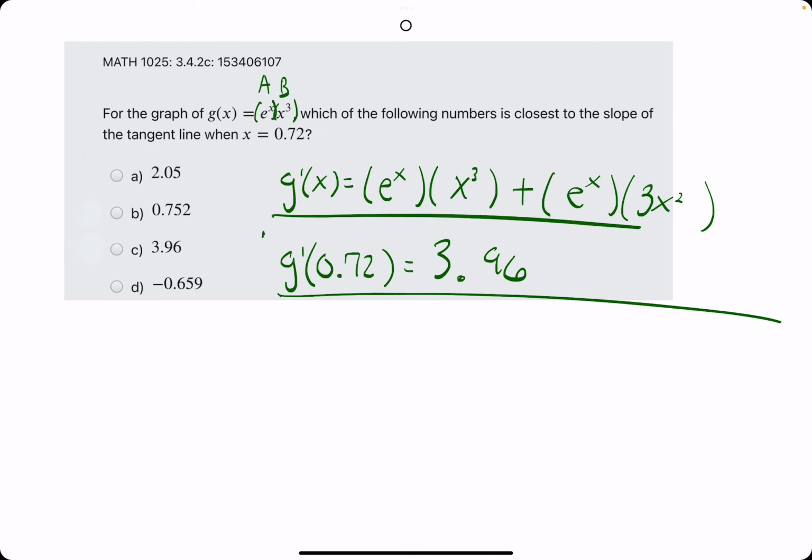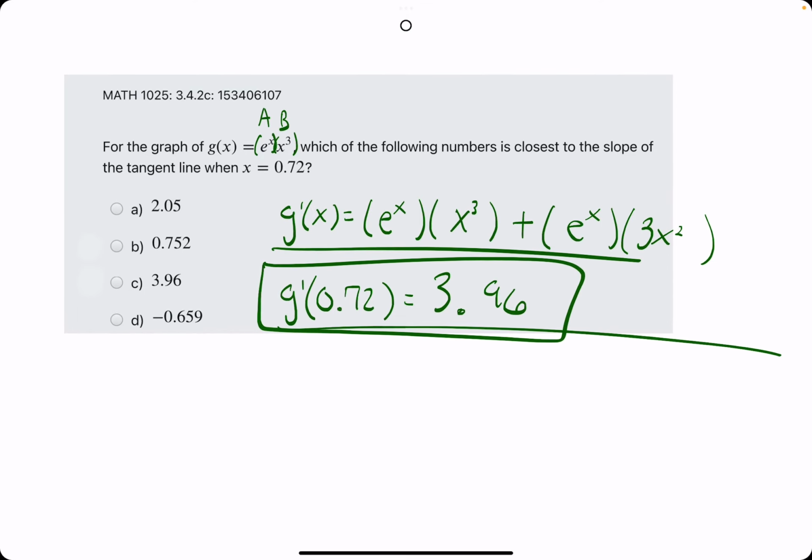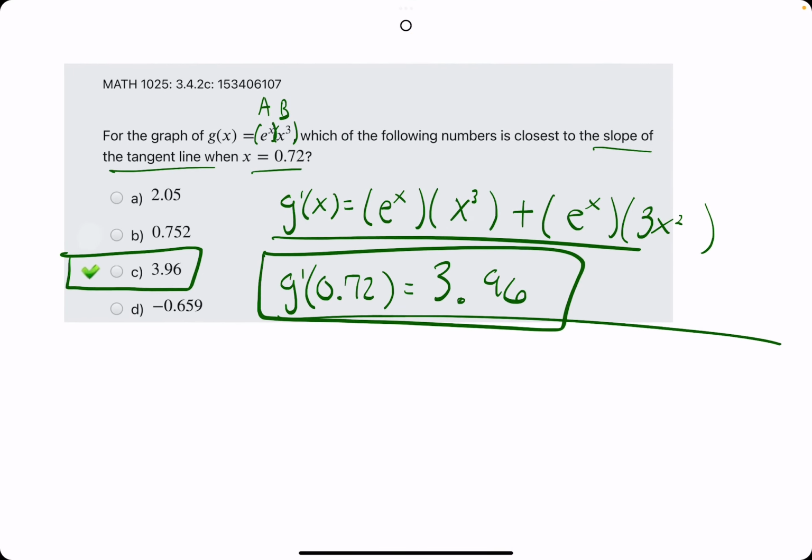And again, this is our derivative of the function at x equals 0.72. And so that is equal to the slope of the tangent line at x equals 0.72. So we break out the eraser to see that C is our answer. If you have any questions on these, please let me know.